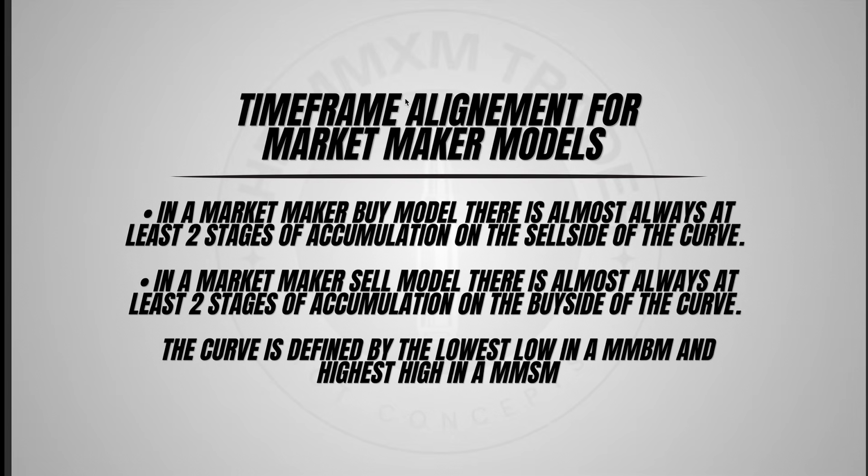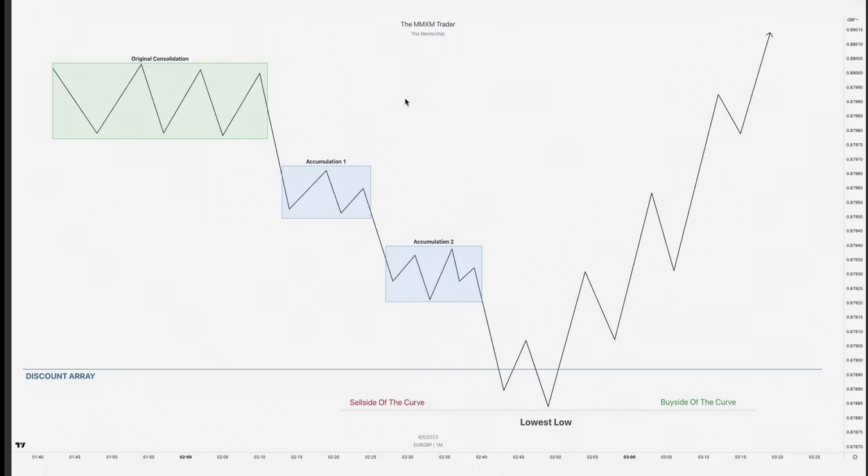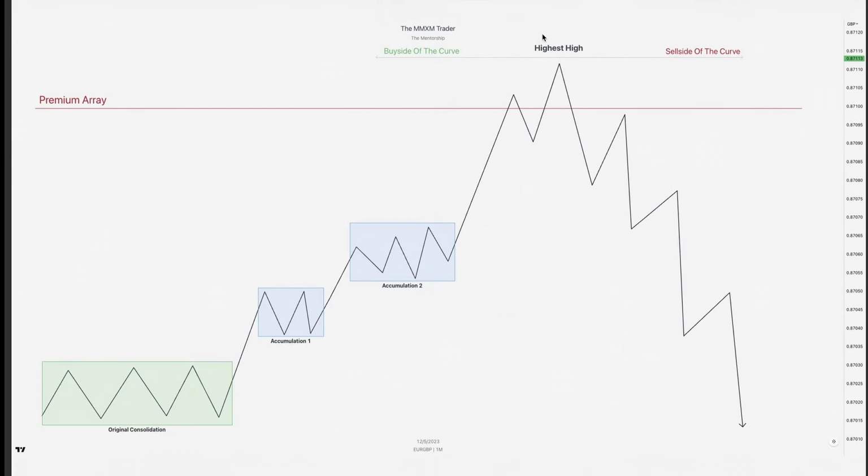So in a market maker buy model, there's almost always two stages of accumulation on the sell side of the curve, so as we're dropping down. And in a market maker sell model, there's almost always at least two stages of accumulation on the buy side of the curve. The curve is defined by the lowest low in a market maker buy model and the highest high in a market maker sell model. And this is what it looks like. So original consolidation, accumulation 1 and 2, the lowest low, sell side, buy side of the curve, bearish example, buy side and sell side of the curve with the two accumulation.